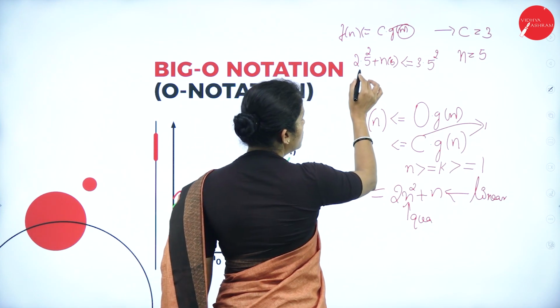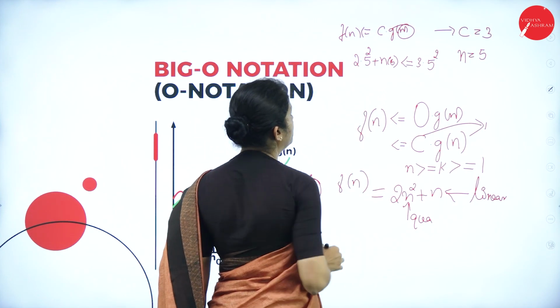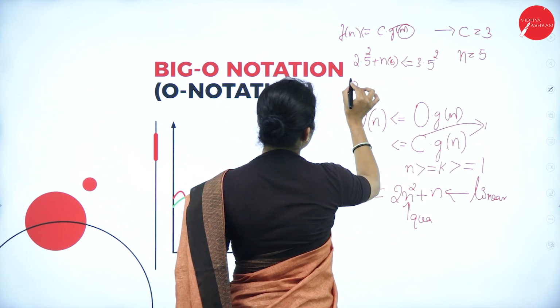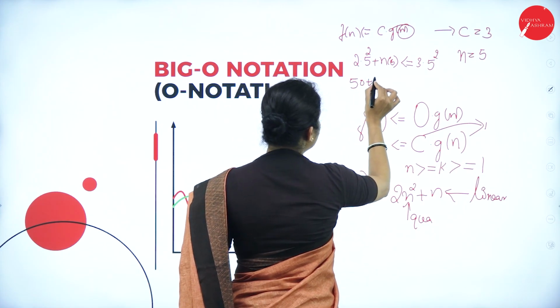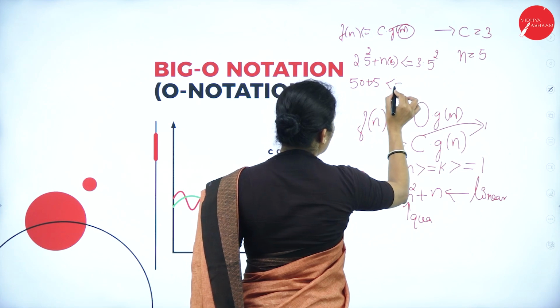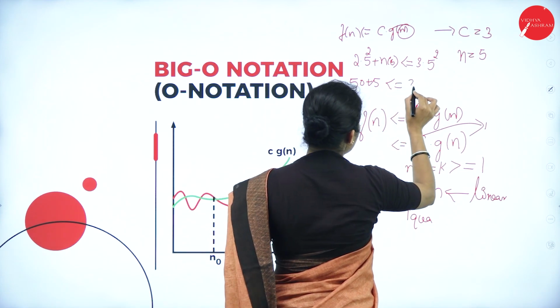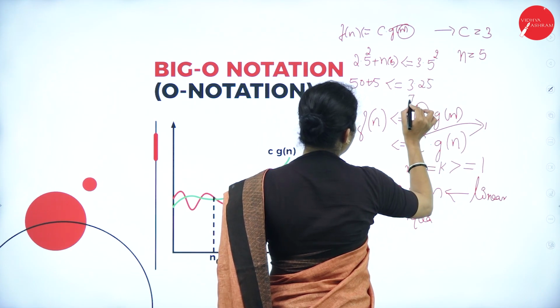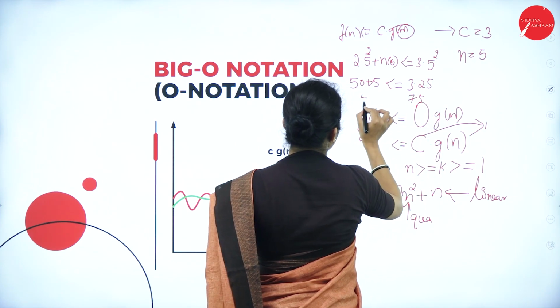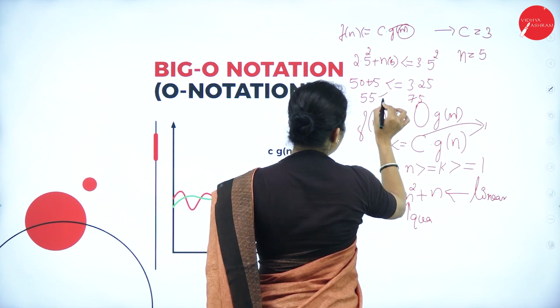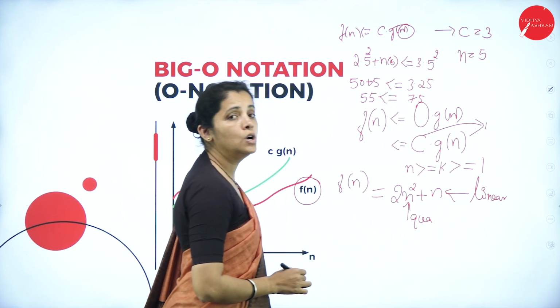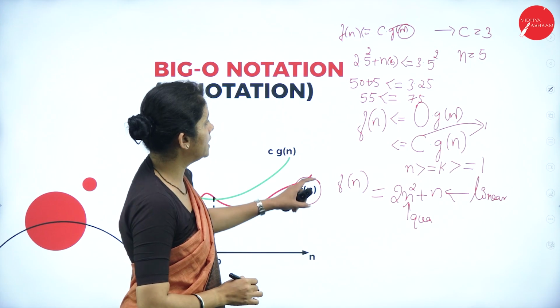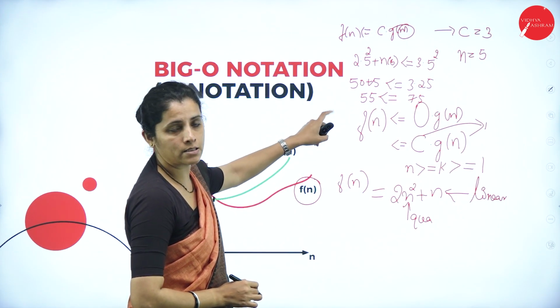2 into 5 square, that's nothing but 25 into 2, it is 50 plus 5. This must be less than or equal to 3 into 25. So it is 75. Here it is 55. So 55 is less than or equal to 75. So this condition is satisfied.